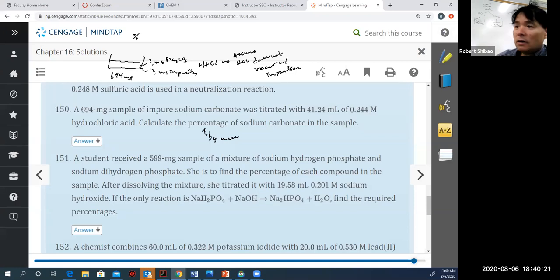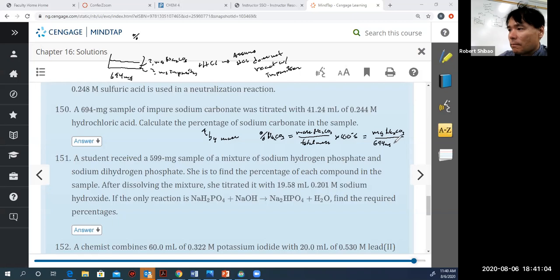So let's take a look at the equation for percentage by mass. Percent sodium carbonate is going to be the mass of sodium carbonate, it doesn't matter the units, it could be milligrams, grams, pounds, whatever, over the total mass, times 100%. Now we know what the total mass is: 694 milligrams. So we want to calculate the milligrams of sodium carbonate present, divided by 694 milligrams of total mass, times 100%. We have the denominator. The numerator we're just going to get by stoichiometry. We know how much HCl reacted, therefore we can easily figure out how much sodium carbonate reacts.